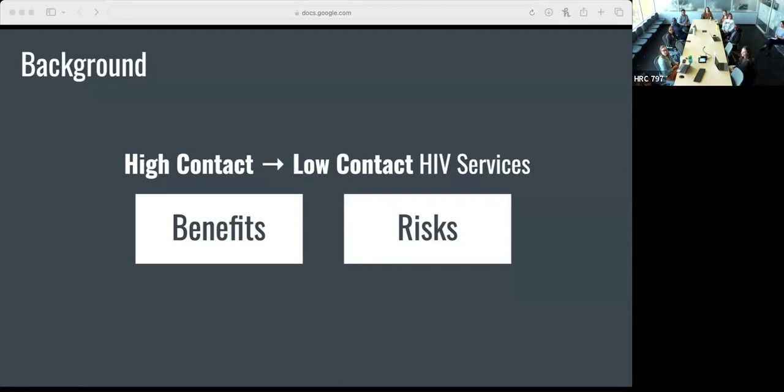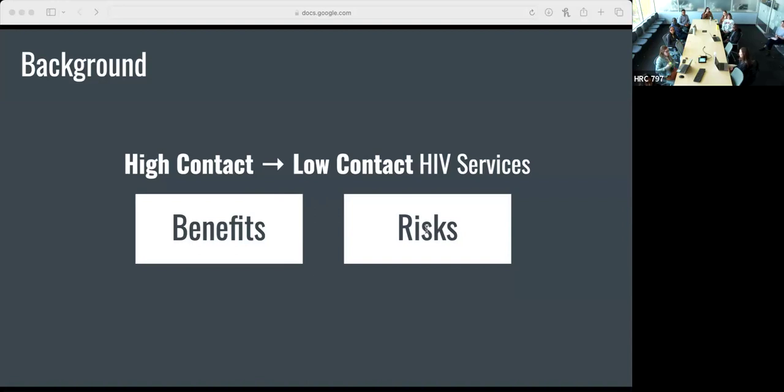But for some services, lower contact care methods were shown to be less effective than the high contact methods. This included in-person HIV testing, which was replaced with remote HIV testing, resulting in lower linkage to care. In-person ART adherence support was replaced with two-way SMS delivered support and led to lower rates of retention. And in-person psychotherapy for depression was replaced with teletherapy, resulting in lower treatment completion.